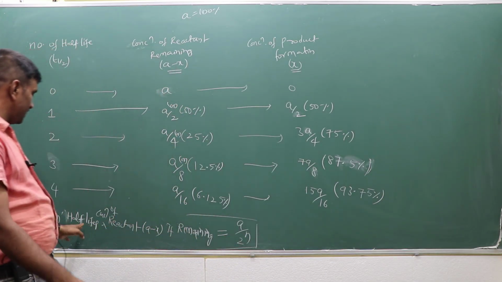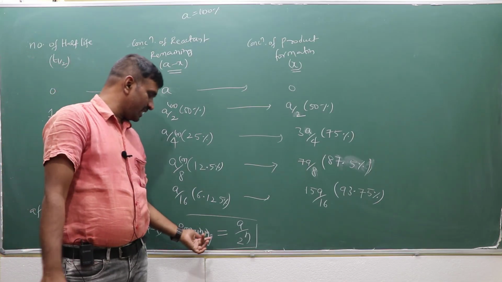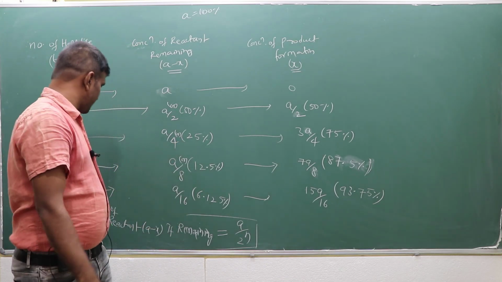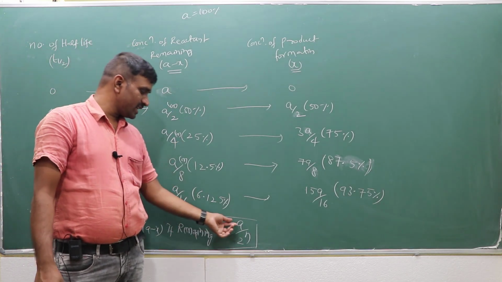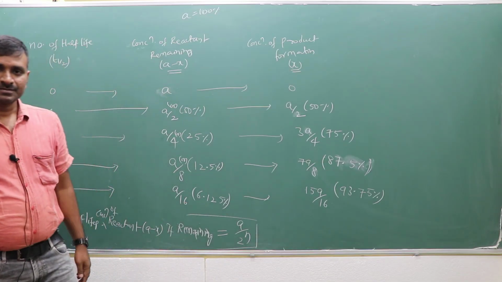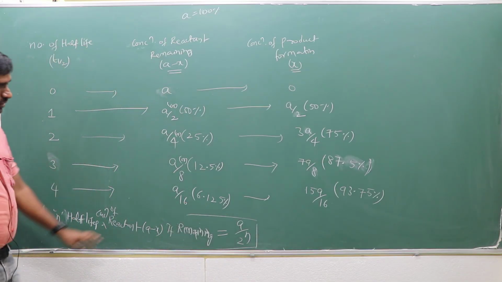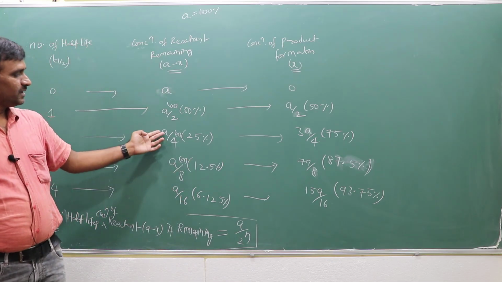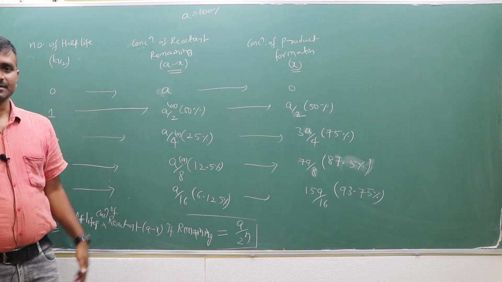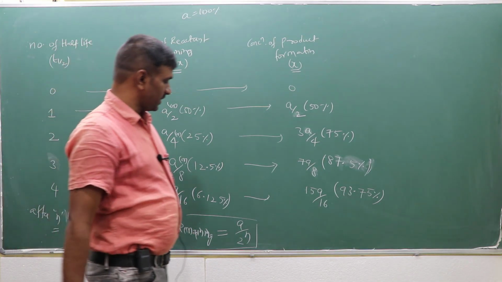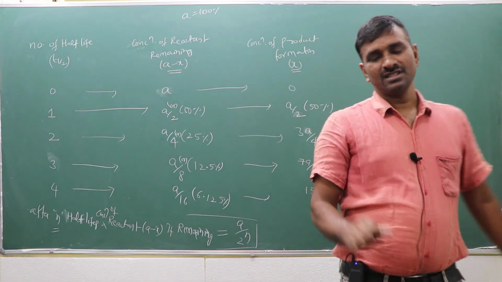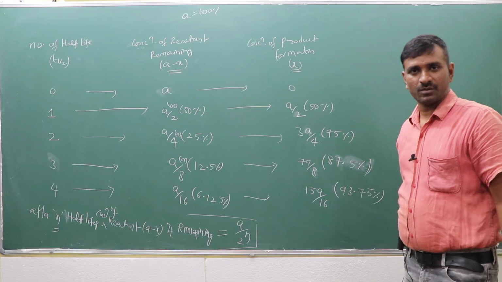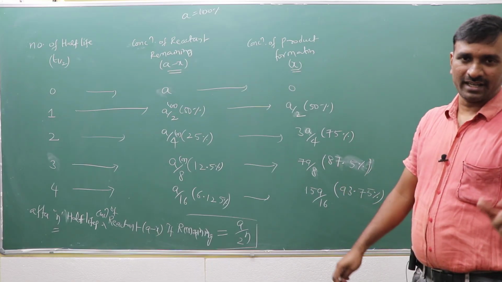Suppose 2 half-lives, n value is 2, how much concentration is remaining? A by 2 square, that is A by 4. If 4 half-lives, A by 2 to the power of 4, that is A by 16. Like that it may be there. So if A by 16 is remaining, product is 15A by 16, then 7A by 8, 3A by 4, A by 2 again. So this is the half-life, number of half-lives, how much concentration is remaining, how much product formation takes place in the first order case.